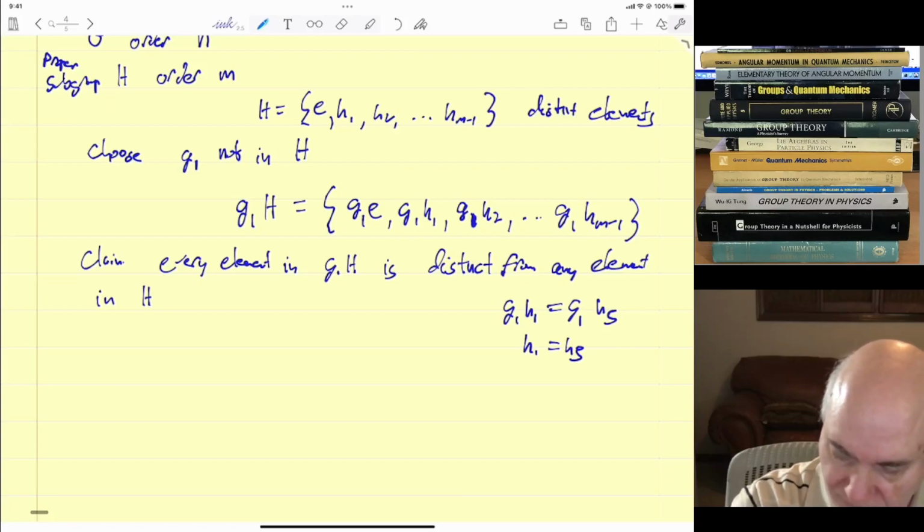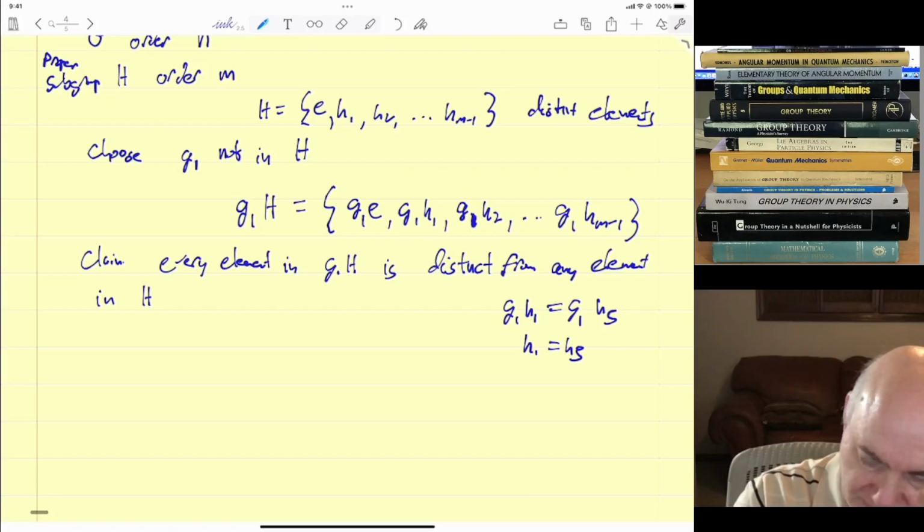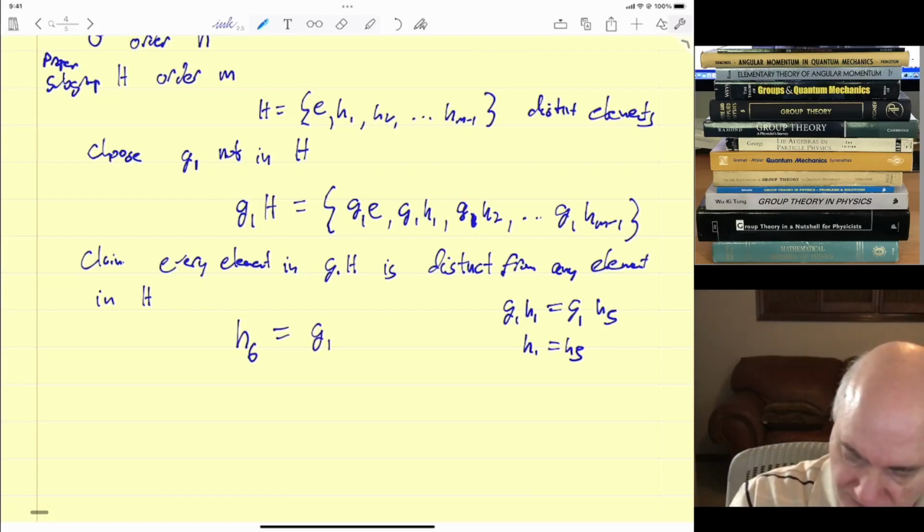And none of these is equal to any element in H. So let's prove that. So if we were to have something like, let's say, H6 is equal to G1 H4, let's say we had something like that, then we could multiply by H4 inverse on the right. We get H6 H4 inverse is equal to G1. Right? Because H4 inverse cancels that.